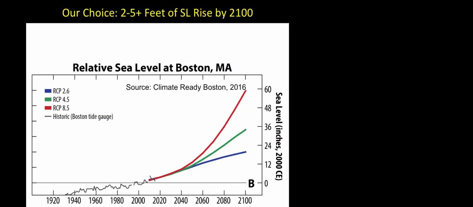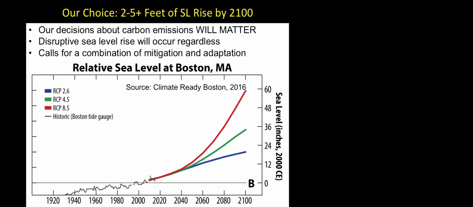And then, of course, sea level rise. This is for Boston, but these numbers are not too dissimilar. The different curves, again: the red curve represents business as usual, the green curve represents a pretty dramatic cutback of emissions, and the blue curve represents a probably unrealistic cutback of emissions. The decisions we make about carbon emissions will continue to matter. However, disruptive sea level rise and disruptive increases in temperature are going to occur regardless. That doesn't mean we can't reverse it at some point in the future, but we will have to continue to struggle with some of these changes in climate for several decades, even under the most stringent reductions in CO2.